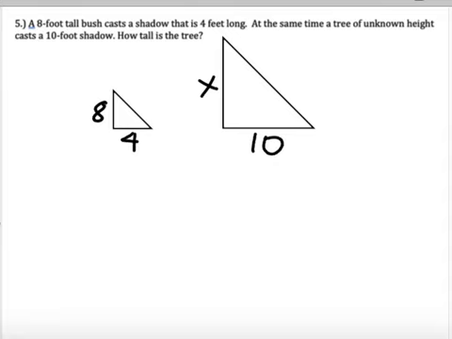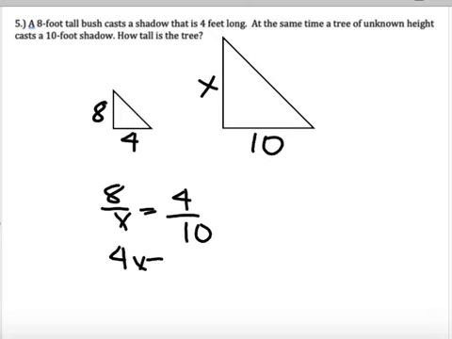So the mathematics on 4 and 5 aren't difficult. It's the idea of setting them up to get started. Okay, if you set them up overlapping when they shouldn't be, you're not going to get the right answer. Okay, or vice versa. So here you might have 8 over x equals 4 over 10. So 4x would equal 80. And that tree would have a height of 20.